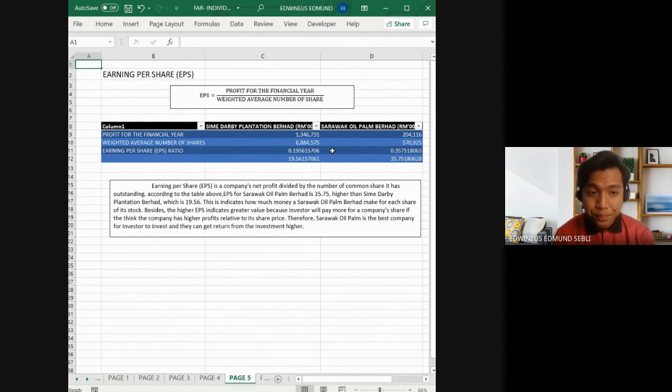According to the table above, the EPS for Sarawak Oil Palm Berhad is 35.75, higher than Samdabi, which is 19.56. This indicates how much money Sarawak Oil Palm Berhad makes for a share of its stock. Besides, a higher EPS indicates greater value because investors will pay more for a company's share if they think the company has higher profit relative to its share price. Therefore, Sarawak Oil Palm is the best company for investors to invest in and they can get a higher return from the investment.